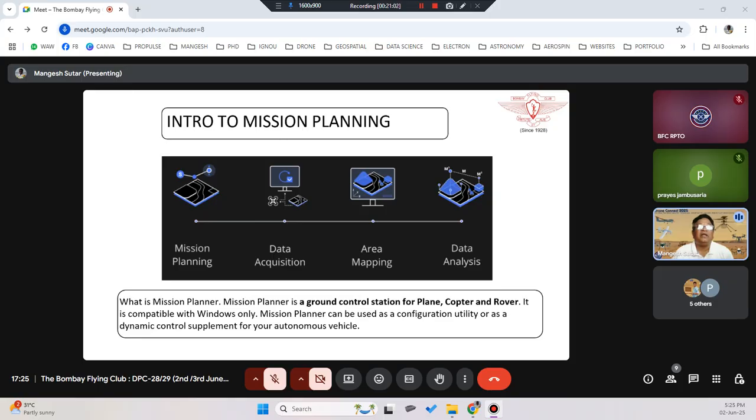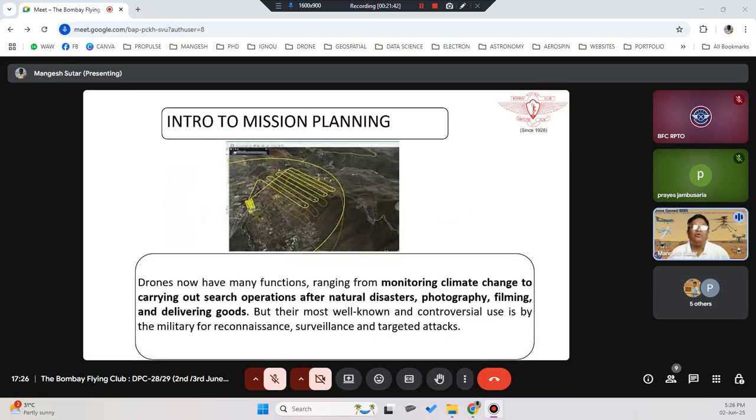Then once you do the mission planning, you fly the drone, do data acquisition, area mapping, and once you get your data, you do data analysis. For example, you have flown a fixed wing aircraft over enemy territory, let's say over the Pakistan area. You will take the entire pictures, land the drone, and give the data to the people who will analyze it. It could be pictures or video images, and based on that, further activities would be performed by the people.